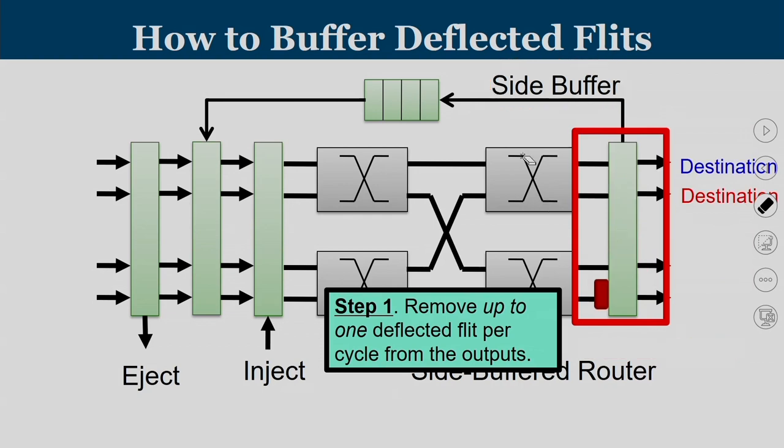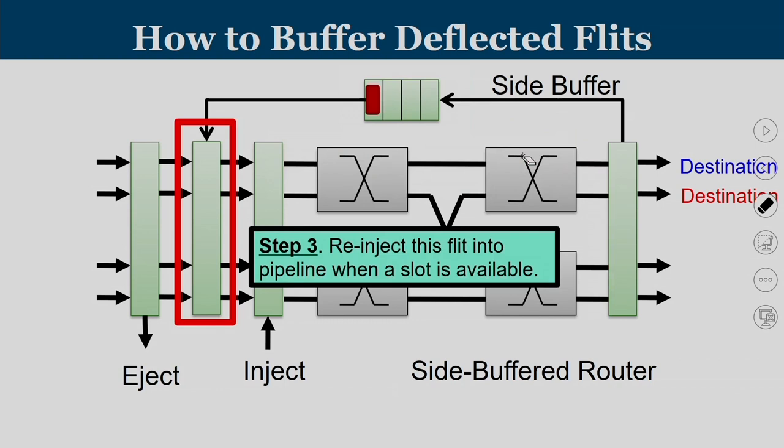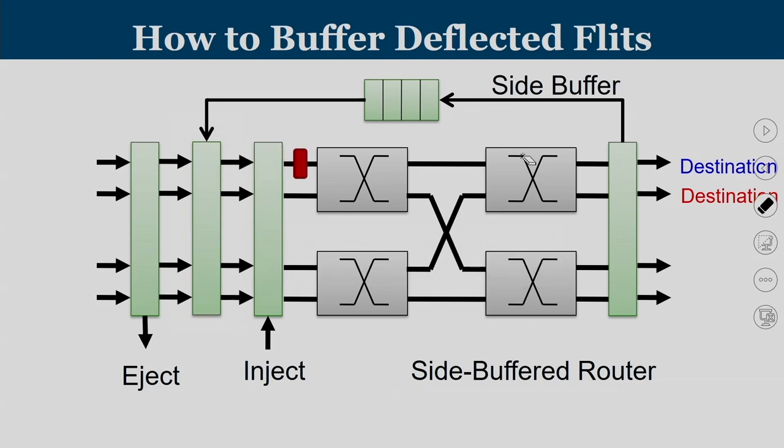That is what we are going to see. The red flit is going to enter the side buffer. So, buffer this flit in a small FIFO-like structure called the side buffer. Then the third step is to re-inject this flit into the pipeline when a slot is available. The flit will come into the pipeline in the next cycle, and followed by that, this flit is going to move and may get a productive port at that point of time. This way, we are trying to improve performance by reducing the deflection rate.